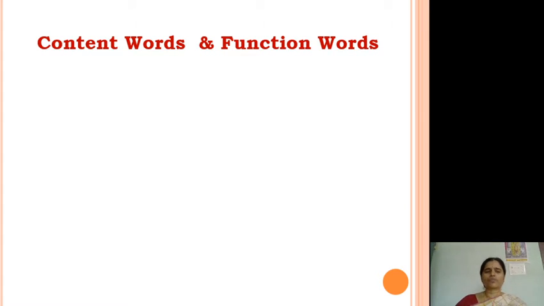So the words may fall into either content words or function words based on the function of that particular word. Now let us see what are content words, which words are said to be content words, and which words are said to be function words. Content words means the words which give information, which have meaning. So the words which give us some information or which have some meaning are called content words.